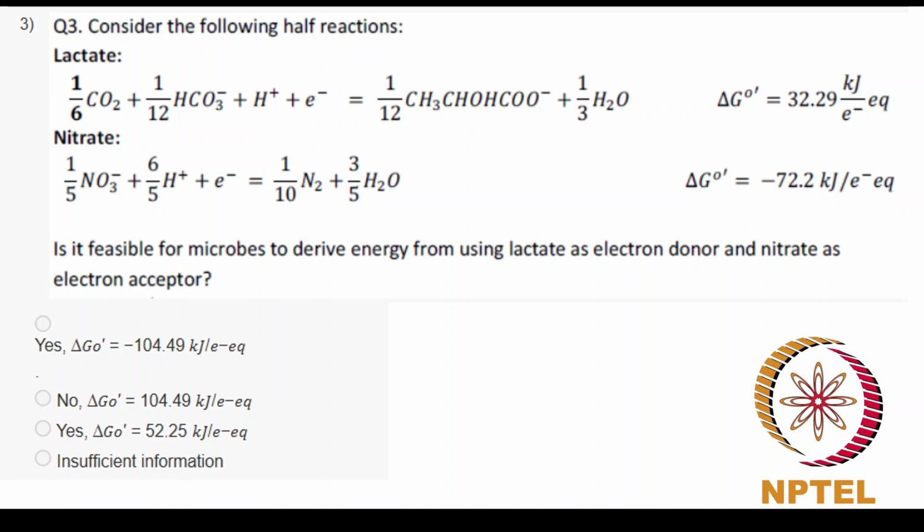So we'll see the solution for this question. The answer is yes. G naught is equal to minus 104.49 kilojoule per electron equivalent. Please match your answer with this question and try to find out what you have done right or wrong to get the following answer, whatever you have got.